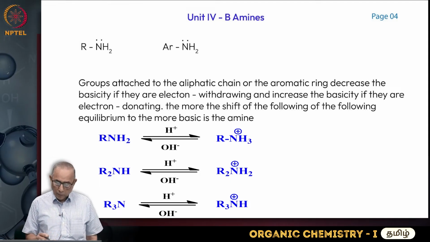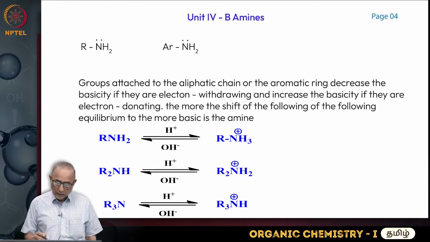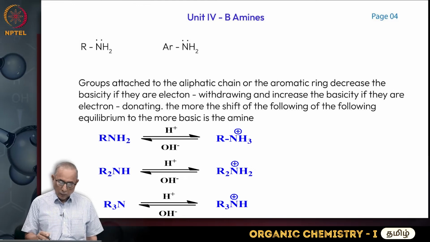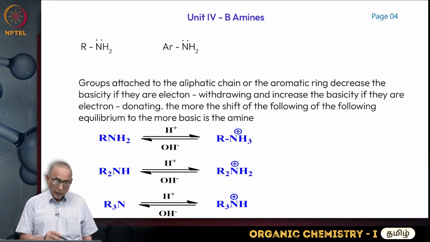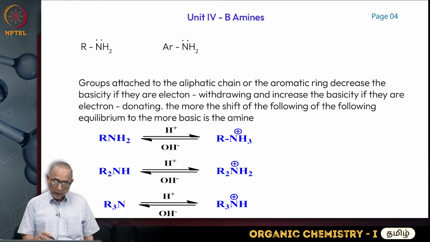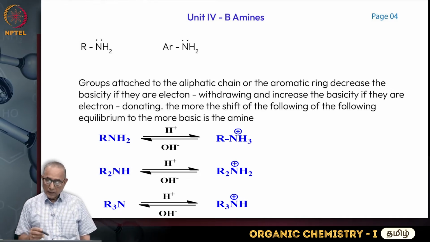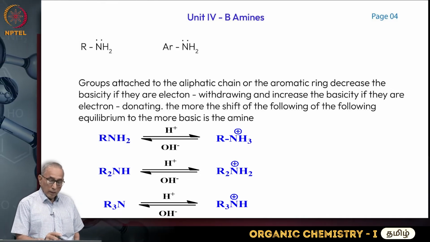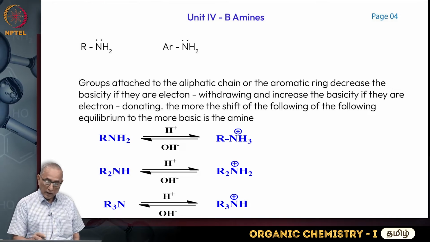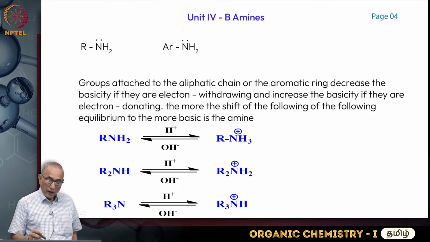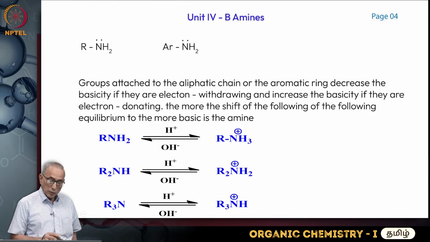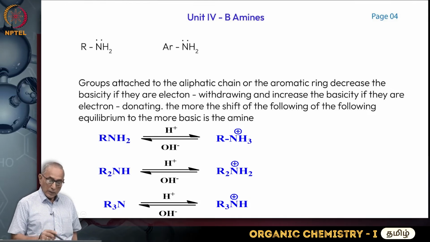The amino group gets into an equilibrium with H plus and OH minus as shown here. RNH2, H plus add பண்ணாக்க RNH3 plus. So, if the equilibrium is more to this RNH3 plus, we say RNH2 is more basic. If the equilibrium is more to the RNH2 group, this is less basic.